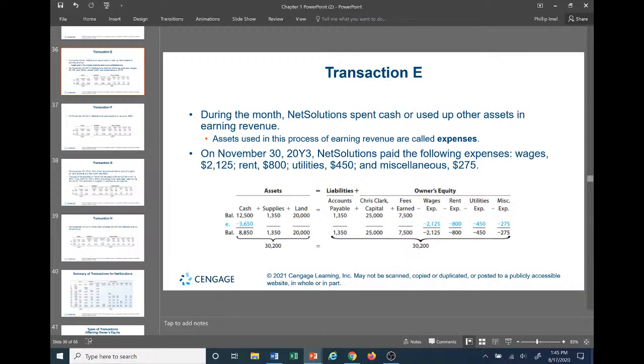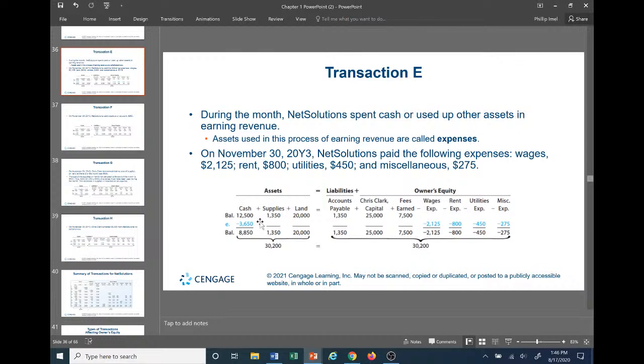So obviously it says Net Solutions paid the following expenses. If we're going to spend cash or use up other assets, that's an expense to a company. In this case, if they paid the following expenses, pretty much they're saying they used cash, which is an asset, to pay these wages and so on. So let's go over here to our accounting equation. We have assets on the left here. The sum of these expenses is going to equal $3,650.